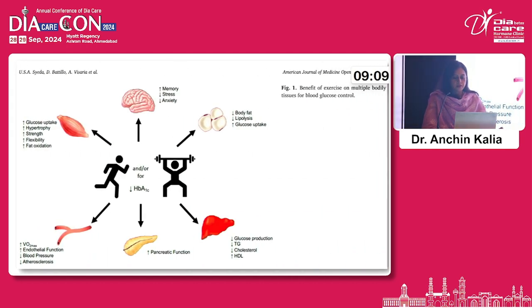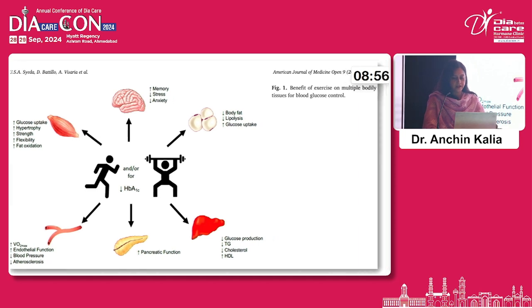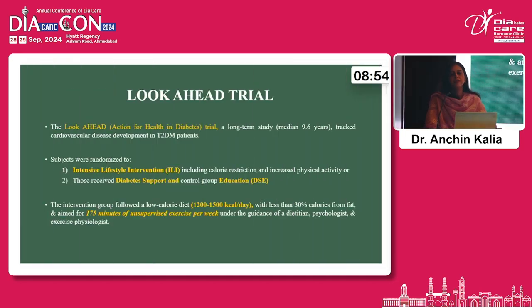So this is a diagram which shows the effect of exercise on multiple levels of the body, including your liver, pancreas, blood vessels, muscles, brain, and the fat. And it includes both your aerobic and the resistance training. Then came the Look AHEAD trial, which was the Action for Health in Diabetes.